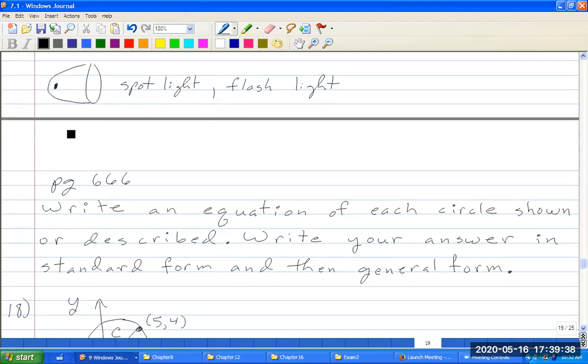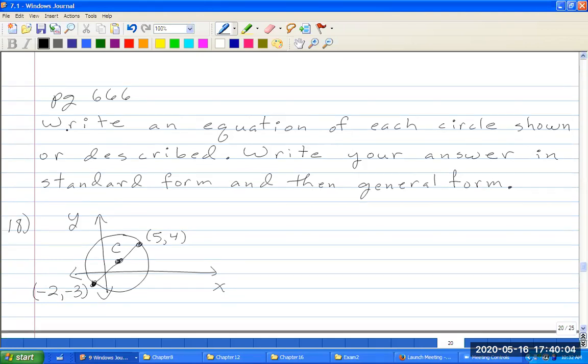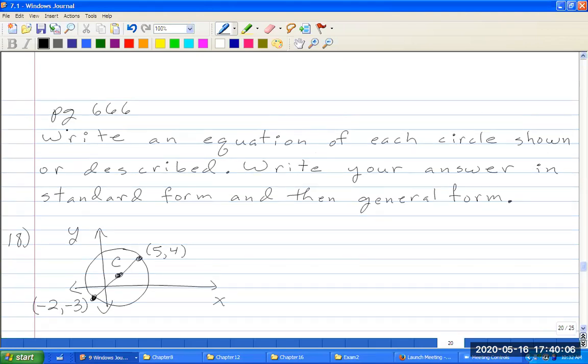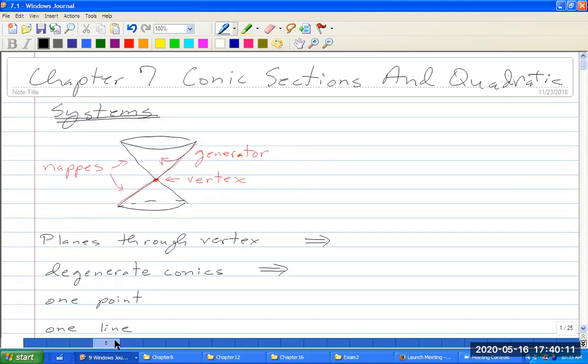So let's do some examples. Let's say on page 666, write an equation of each circle shown or described. Write your answer in standard form, and then in general form. We actually, well, the general form for the equation of a circle, I didn't write it down, let me go way back up here. I didn't know they want the general form.